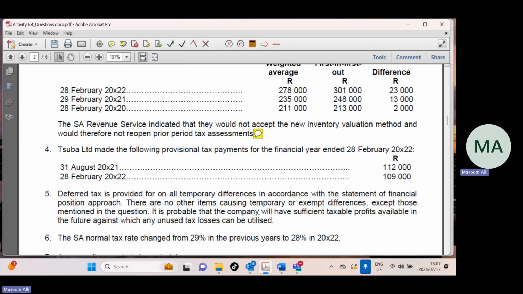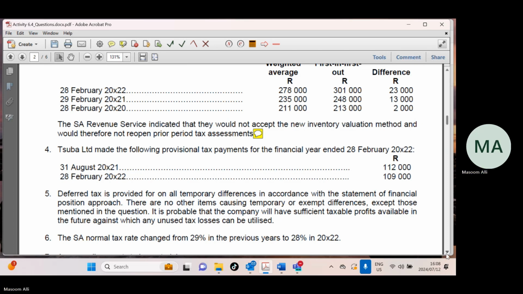It is probable that the company will have sufficient taxable profits available in the future against which any unused tax losses can be utilized. So what that means is that if we end up having a deferred tax asset, then we can recognize the deferred tax asset in full. So the fact that they've told us this suggests potentially that we would end up having one. It's not a guarantee, but it is just something to take into consideration, because it does sort of hint at that.